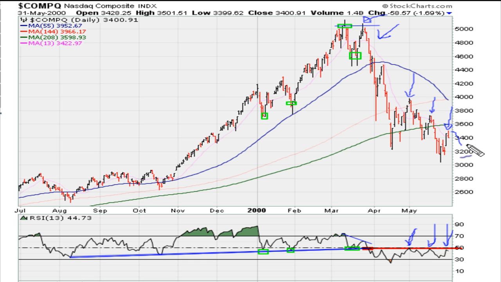And the market eventually would go on to make amazing bear market lows going into 2001, 2002, and 2003. So you can use negative divergence to at least give you an idea of where the market is going short term, or if a market is making a major high.